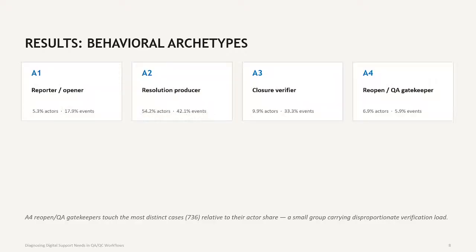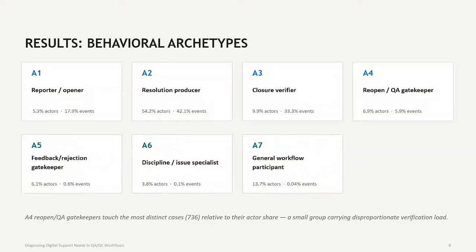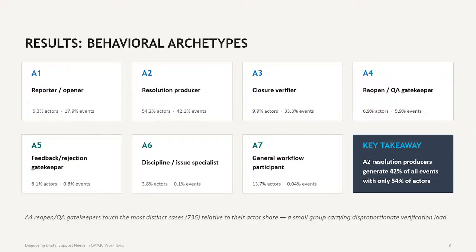But on the contrary, based on this data set, we found 7 archetypes. The users of the system belong to these 7 groups, from the reporter, the opener of the issue, to some gatekeeper, and so on, 7 of them. As a key takeaway, the A2 archetype produced 42% of all the events with only 54% of actors.